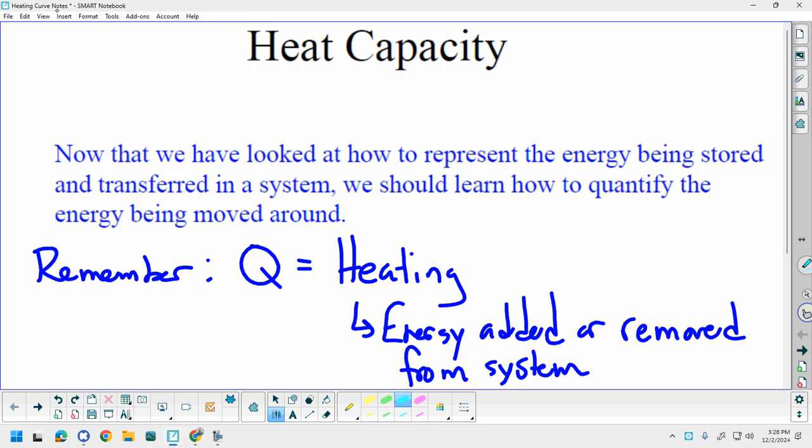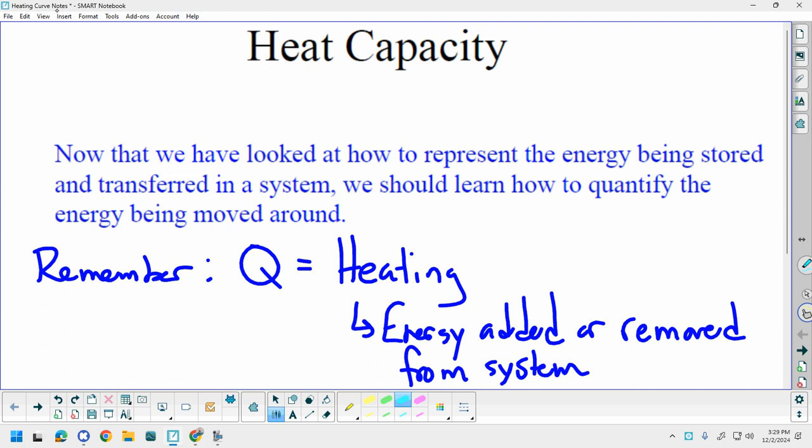What we're going to get into now over the next few class periods is the quantitative nature of how much energy is being added or removed from the system. And so that means we've got to talk about something called heat capacity, as well as heat of fusion and heat of vaporization. Before we get into that, remember when we talk about heating, heating is the process of energy being added or removed from a system by the collision of particles. And like we did in our energy bar graphs or LOL diagrams, heating is represented by the letter Q.